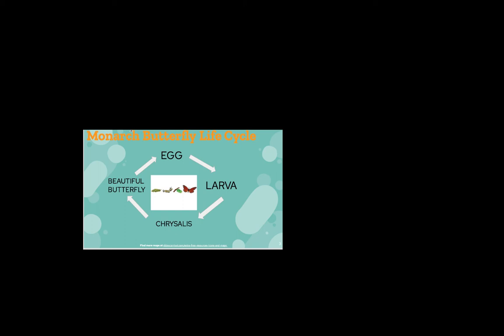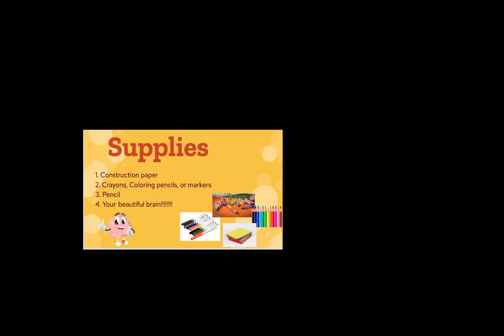After about 8 to 15 days, the butterfly is ready to come out of its cocoon and enter its final stage as an adult. So, for today's project, you're going to need construction paper, crayons, coloring books or markers, a pencil so you can draw, and your beautiful brain.